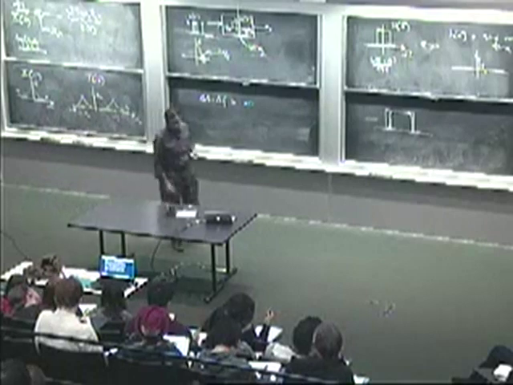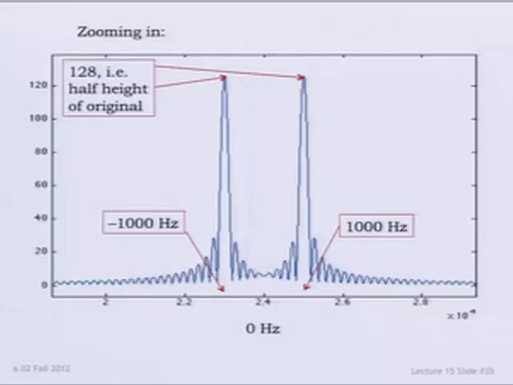Let's zoom in a little bit so we can see it a little more closely. So what I have is those two sinc-like spectral characteristics, but translated to sit centered at 1,000 hertz and minus 1,000 hertz. Remember that this is 0 out here. Okay? And the height, well, it's 128, which is half the 256 that I had before.